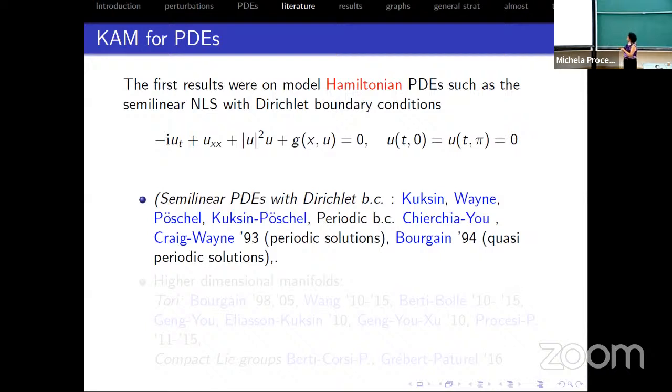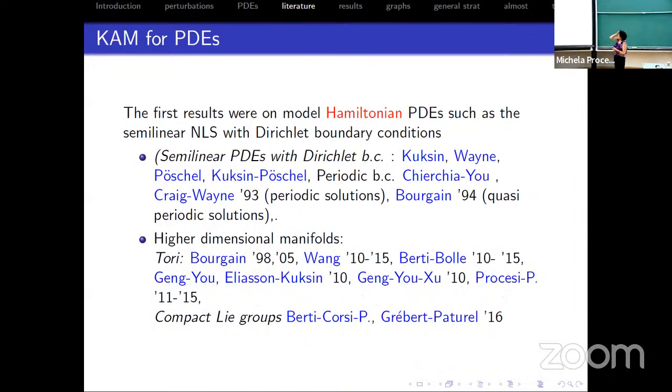And the difference between these first two lines of results and the second is that the first line of results used the Dirichlet boundary condition, but was able to prove linear stability around the tori, so a stronger result. While the approach by Craig, Wayne and Bourgain proved existence, but not linear stability. And this also appears in higher dimensional models. If you look at a nonlinear Schrödinger on an n-dimensional torus, these results, starting from Bourgain at the end of the 90s, prove existence, but not linear stability. And to get linear stability of finite dimensional tori, you have to wait 12 years and some really new ideas.